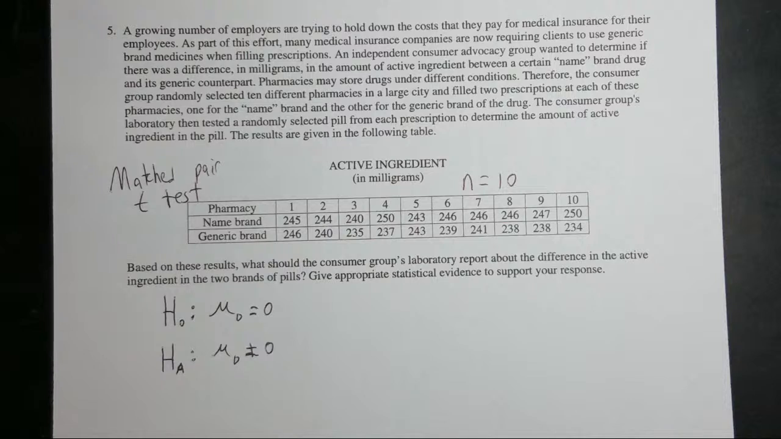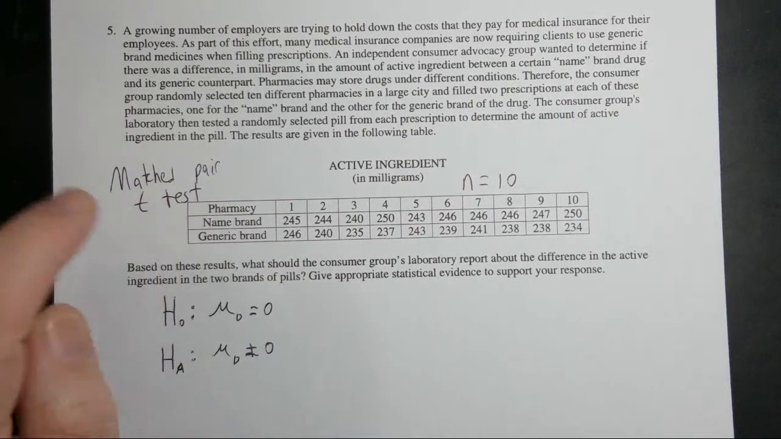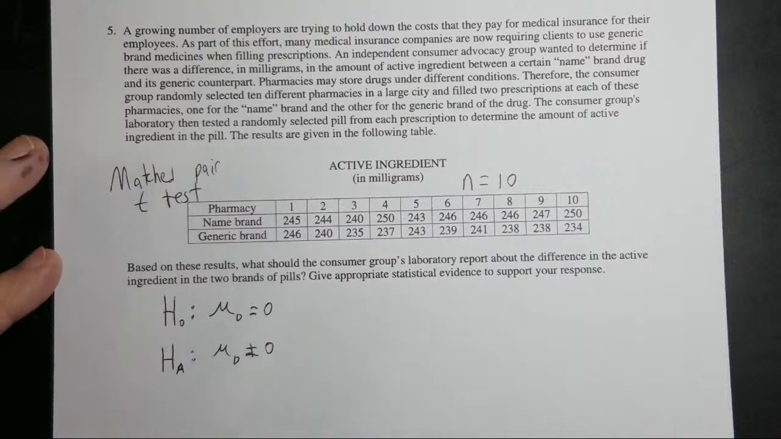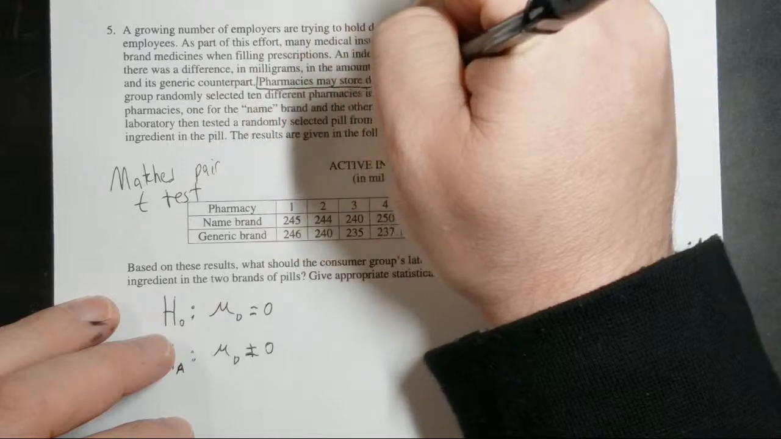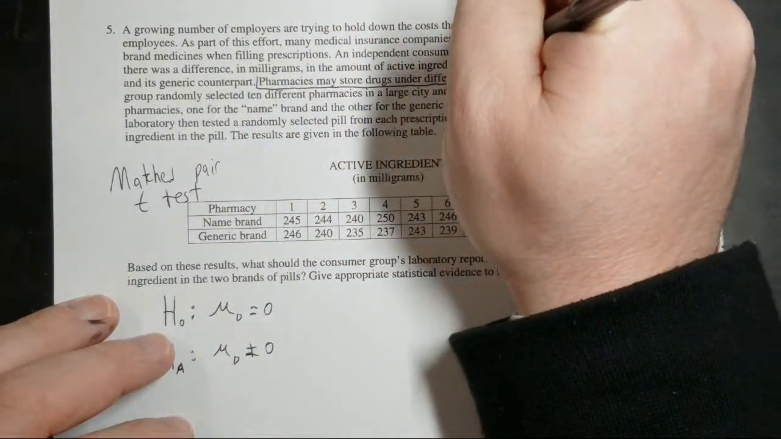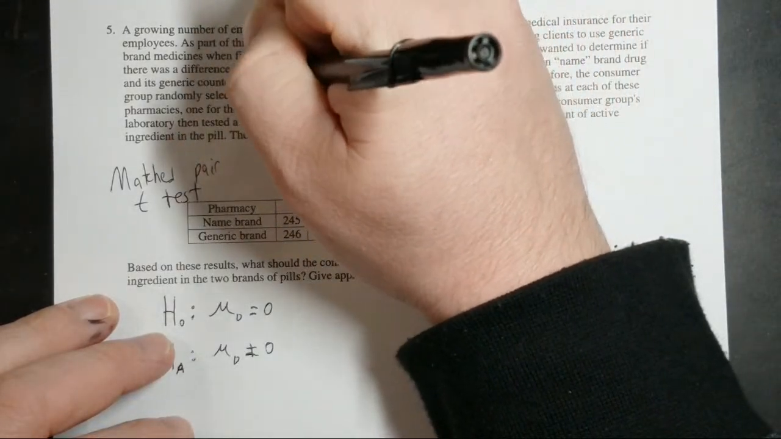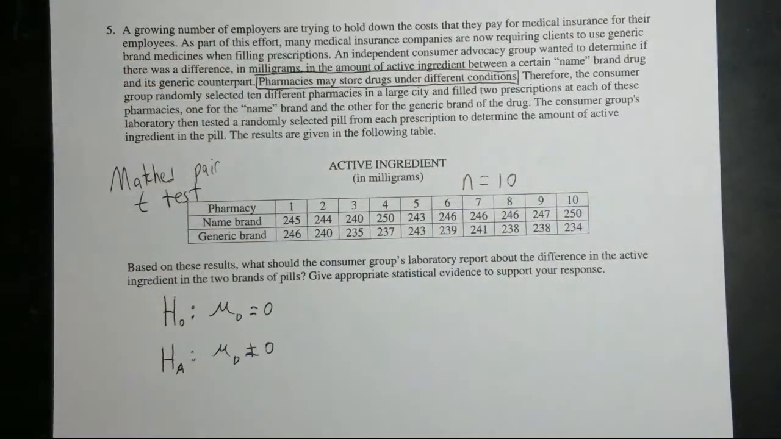The reason why this has to happen is because there is a link between the name brand and the generic, meaning the pharmacy that it came from, and the statement that kind of fills that out for you. The statement that kind of shows you that you need to do a matched paired t-test or a paired t-test is pharmacies may store drugs under different conditions.